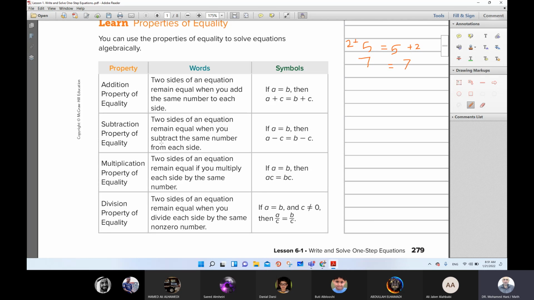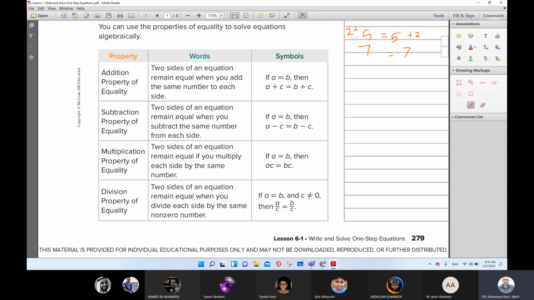The second property, subtraction property of equality. Two sides of an equation remain equal when you subtract the same number from each side. If I have the equation a equals b and I subtract the same number from the two sides, from the first side I subtract c, a minus c, and from the second side I subtract also c, b minus c.